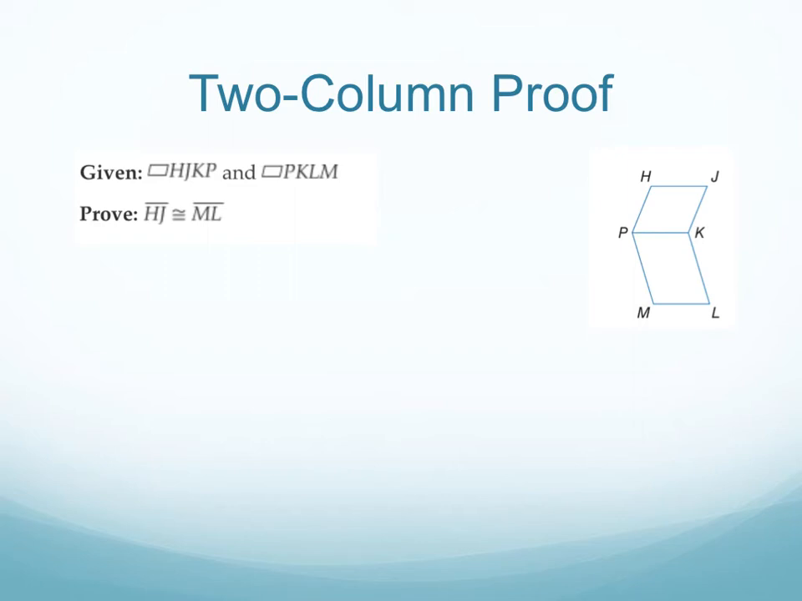So due to the fact that opposite sides of parallelograms are congruent, I know that HJ is congruent to PK, and then because PKLM is a parallelogram, I know that PK is congruent to LM. Okay, so PK is in the middle there. So eventually I'm probably going to have to use the transitive property to connect them all.